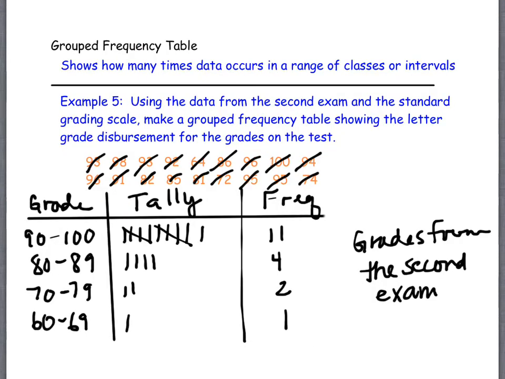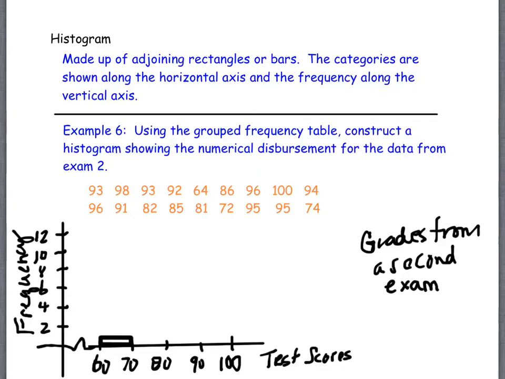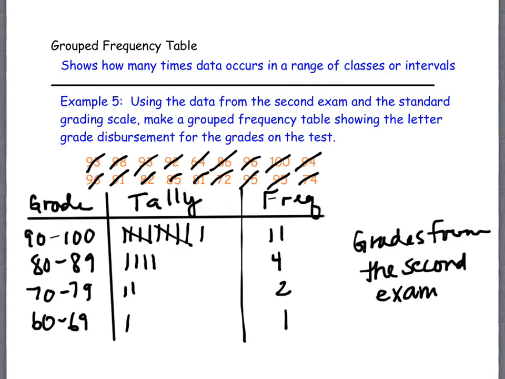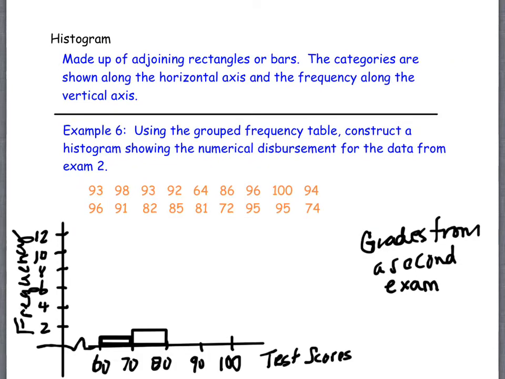And then the second one has 2 in it, so you're going to draw a bar of height 2 here. The third one actually had 4 in it, so you need a bar of height 4. And then the last one has 11 in it, so it needs to be a bar of height 11, something like that.